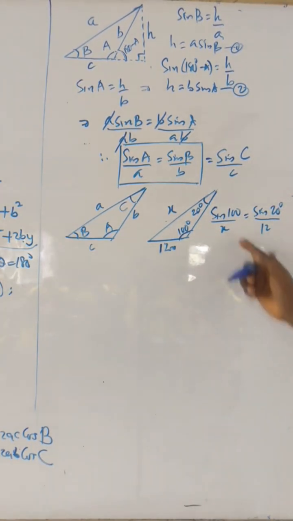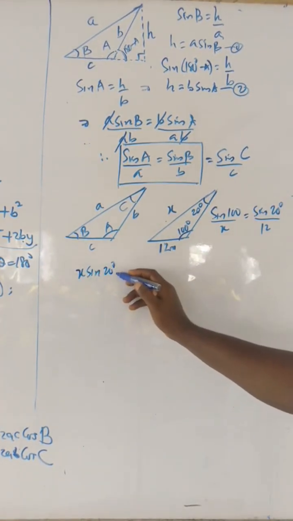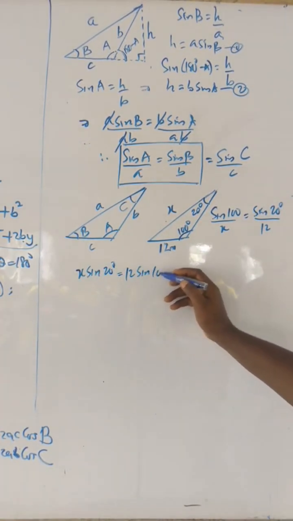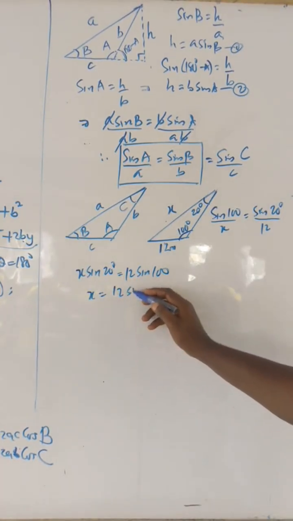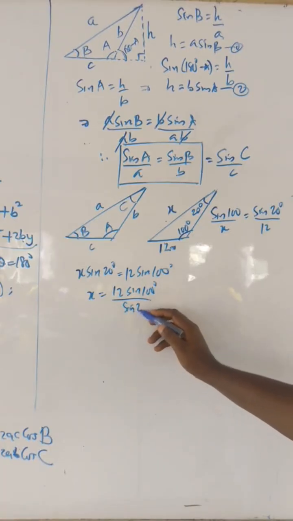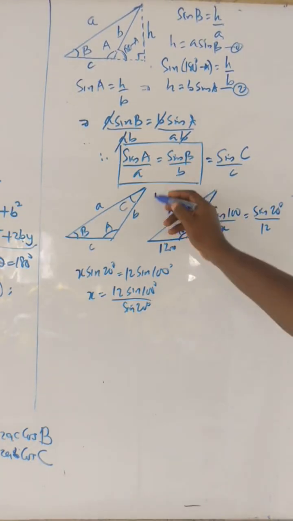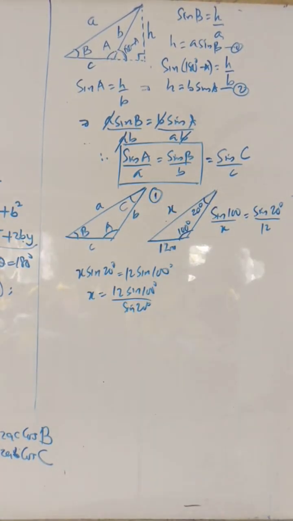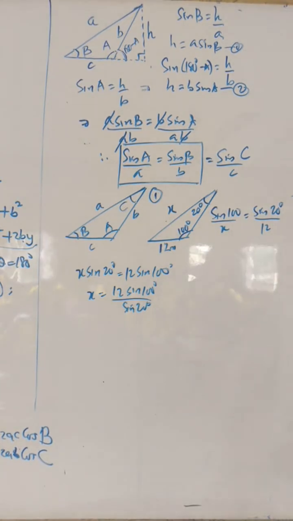You can just multiply. It means x sine 20 equals 12 sine 100. From here x equals, divided by sine 20, 12 sine 100 over sine 20. From there, the value of x can be gotten. We can take that as example 1. So to get an unknown side, if you know the angle facing it, then another angle and the side facing it, that's what we look for. We can use sine rule.